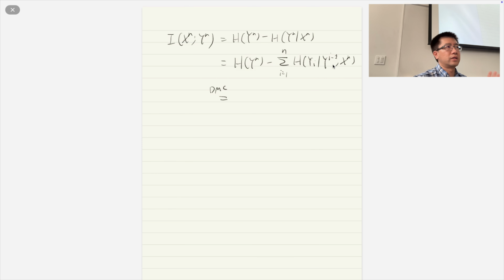Then, using the DMC property of the channel, you can see that given x_i, y_i only depends on x_i. It does not depend on anything else, right? That's by definition of the DMC channel. So basically from here we can get this equals to this. So this is by definition of the DMC channel, so it's a memoryless channel. And then for the first term, it's easy to compute, right? We can have an easy upper bound of it.